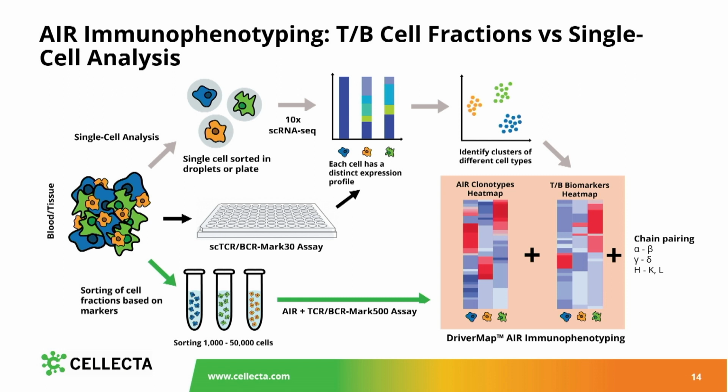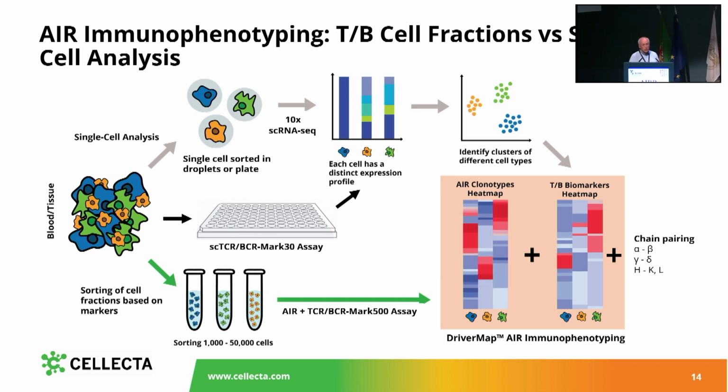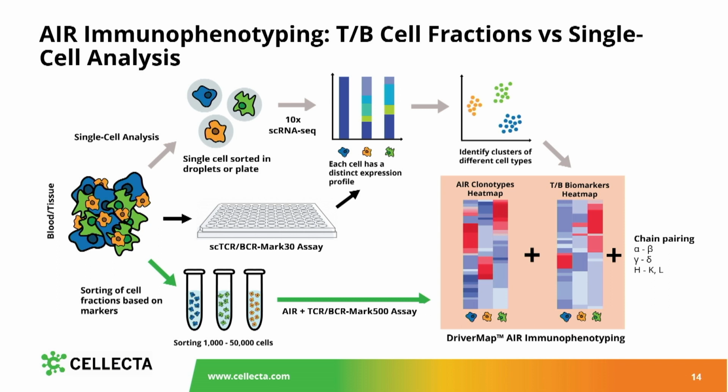From this data, you can generate both expression profiles for each cell and the sequences of the T cell or B cell receptors. Interestingly, the same type of data can be generated rather simply, because you can use the same markers which you use to identify clusters of cells, just sort the cells in test tubes, and from these test tubes you can generate both receptor profiling data and expression profiling, for example, for 500 of the most popular T or B cell markers. In this case, you can generate very similar information, but it doesn't require any really expensive instrumentation.